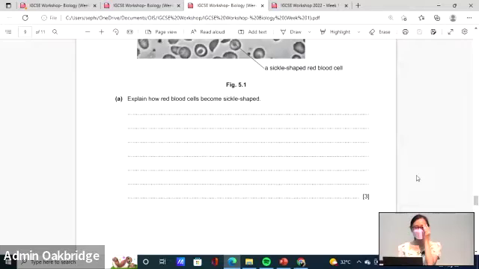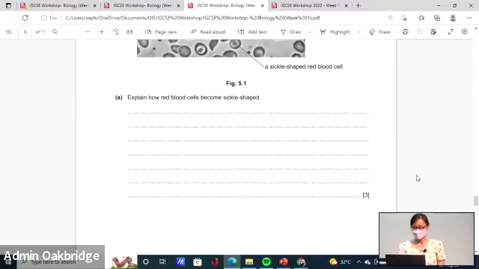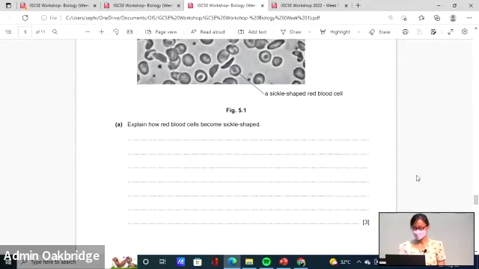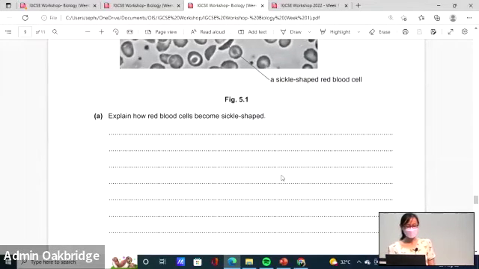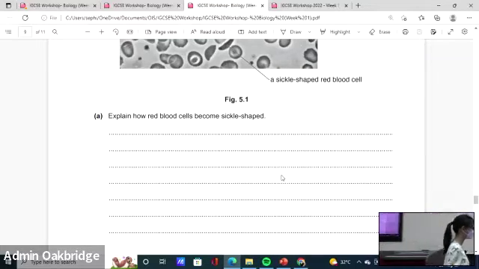Explain how red blood cells become sickle-shaped. How would you answer this? Anyone has an idea or not? Jinxiang, where's your paper? Okay, never mind, you can answer verbally. Okay, let me guide you. How do red blood cells become sickle-shaped? What is the cause of sickle cell anemia first? Say again? It's a genetic mutation, correct.